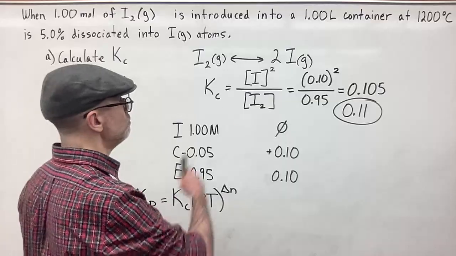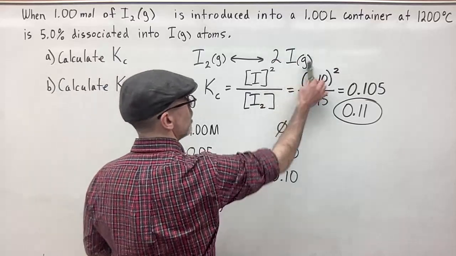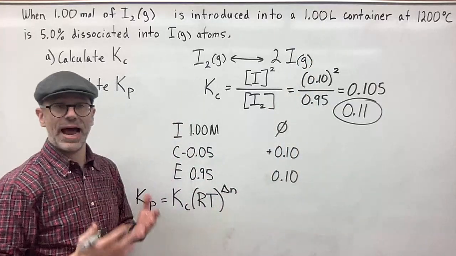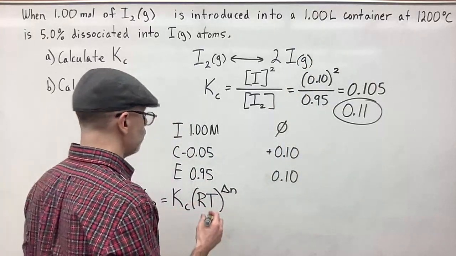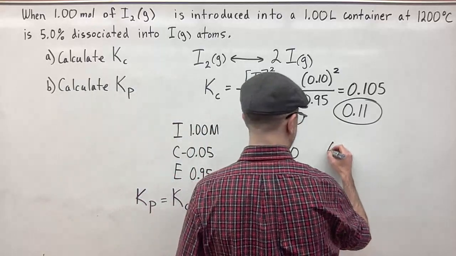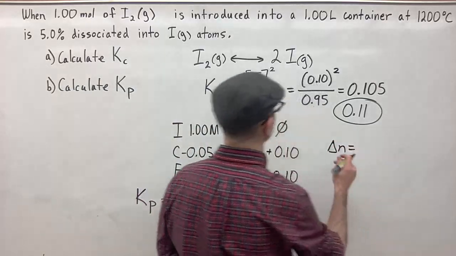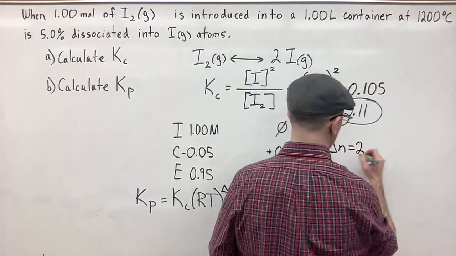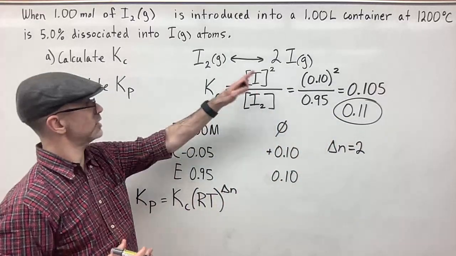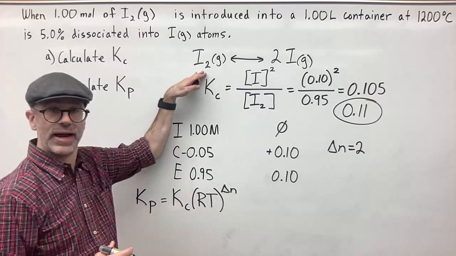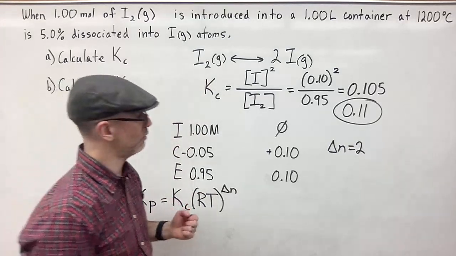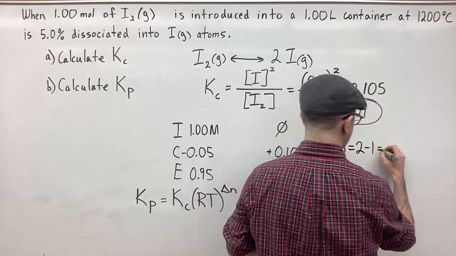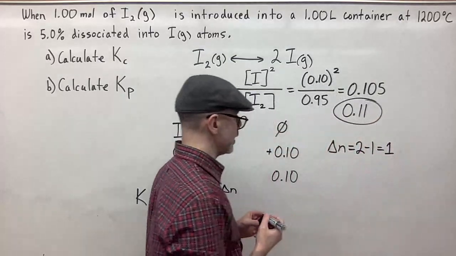And so here we look at the gaseous moles. Here we have 2 moles of single atom ions in the gaseous phase. So if I calculate delta N here, for the products it would be 2, so 2 moles of the products minus the moles of the reactants. We have 1 mole of the reactant I2. So we're going to subtract 1 from there, and delta N is 1.